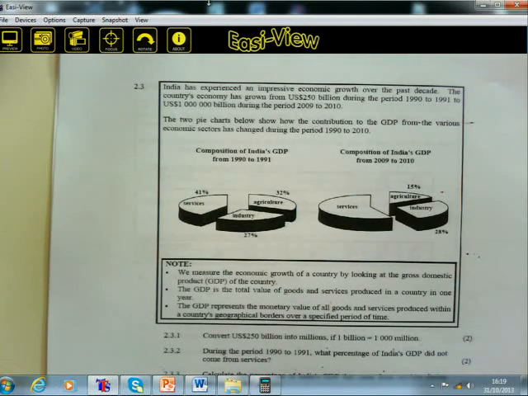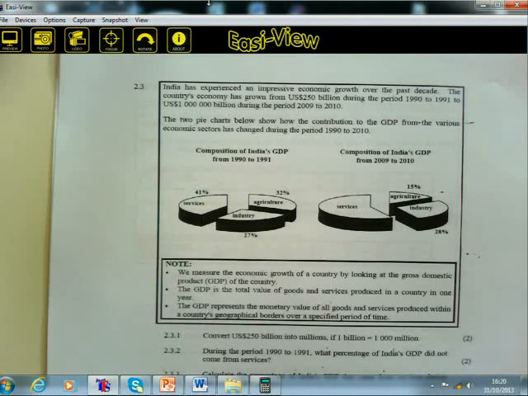Please, grade 12s, make sure that you read the information carefully and you understand before you start answering questions. India has experienced an impressive economic growth over the past decade. The country's economy has grown from 250 billion US dollars during the period 1990 to 1991 to 1 million billion US dollars during the period 2009 to 2010.